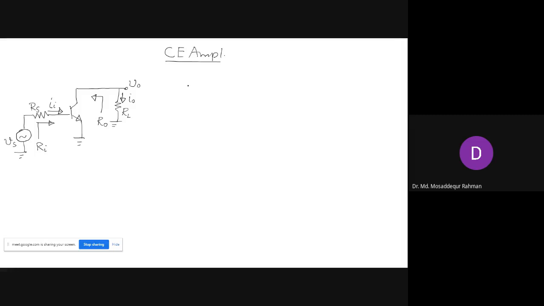There are two models. One we call the hybrid pi, the other is the T model. These two are equivalent. Now, first I will discuss a little bit about these two models. What are the similarities and dissimilarities? What is the significance of the different circuit parameters that we need to understand in order to develop some expertise on the analysis of the circuits.